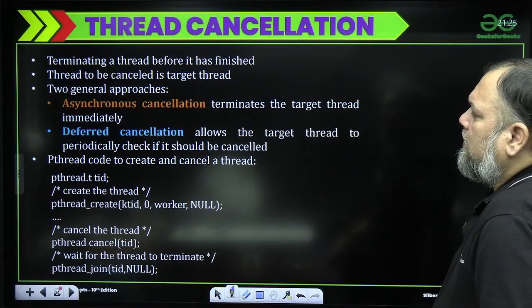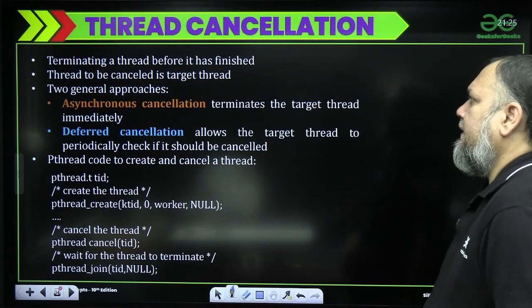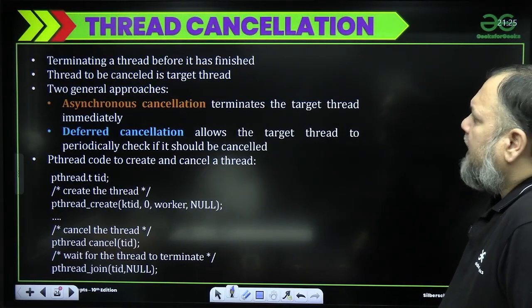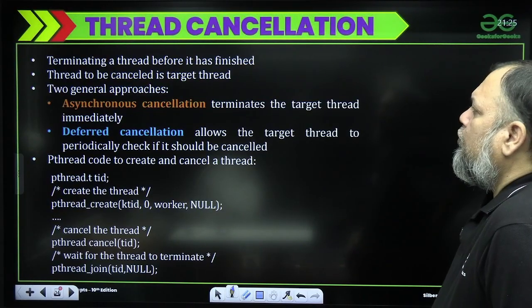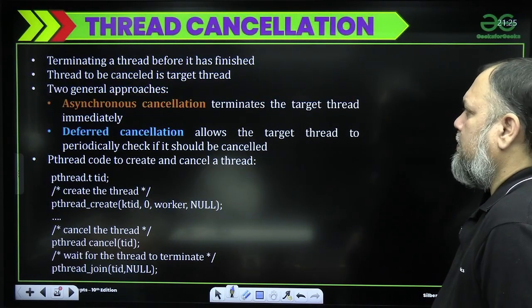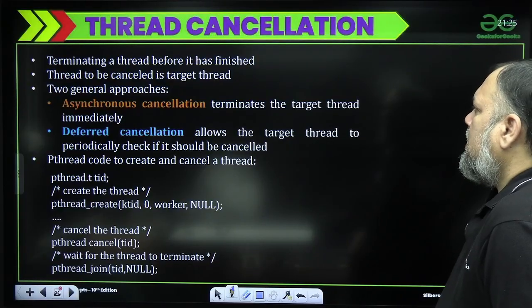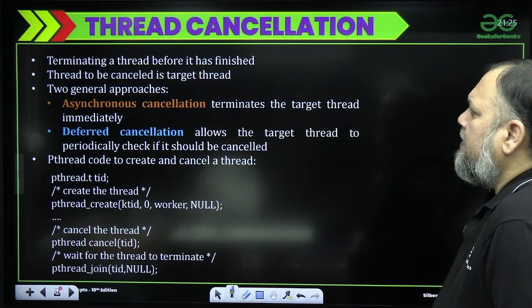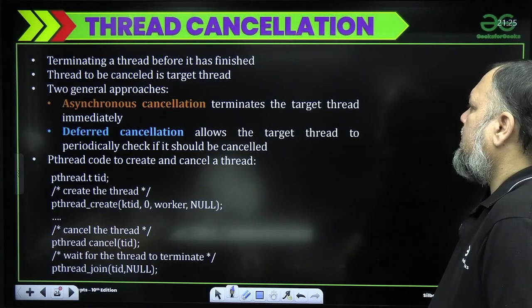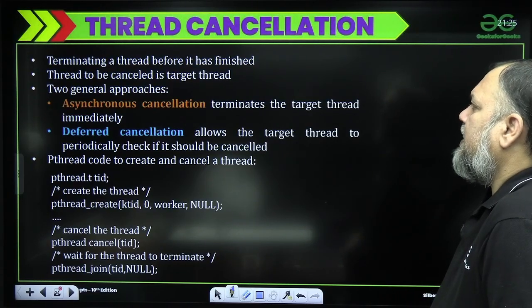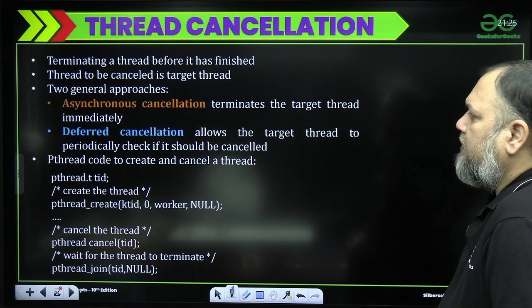Thread cancellation. Cancellation implies terminating. Terminating a thread before it has finished is called cancellation. The thread to be cancelled is the target thread. There are two general approaches. Asynchronous cancellation terminates the target thread immediately. Deferred cancellation allows the target thread to periodically check whether it should be cancelled or not. That is called deferred cancellation.